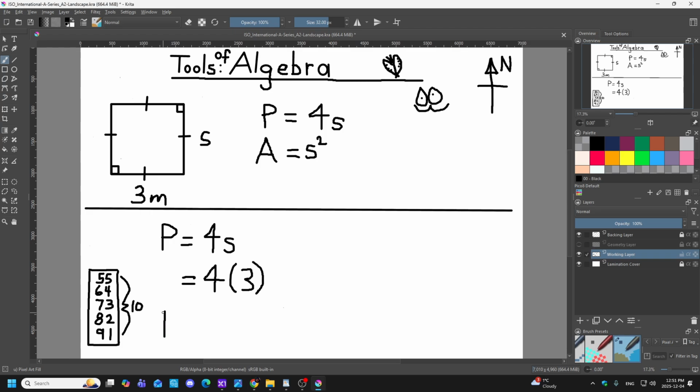4 times 3 is equal to 12. And our units are meters. Do not forget your units.